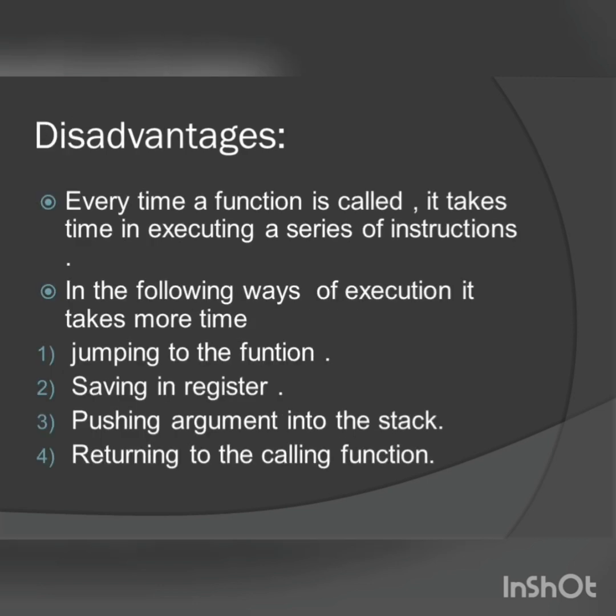Disadvantages. Every time a function is called, it takes time in executing a series of instructions. In the following ways of execution, it takes more time. First, when we call a function, the compiler jumps to the function and compiles the code and saves it in the register, pushes arguments into the stack, and then returns to the called function and executes the program.